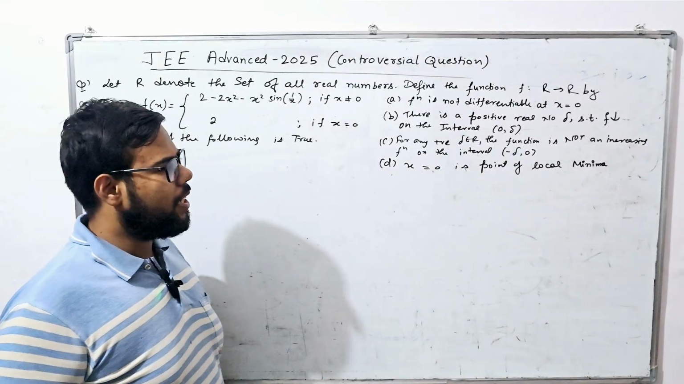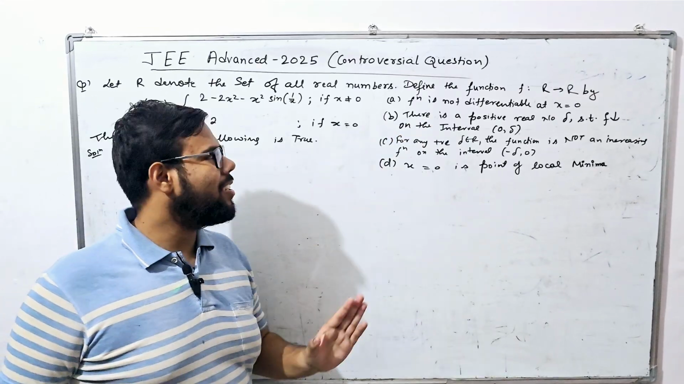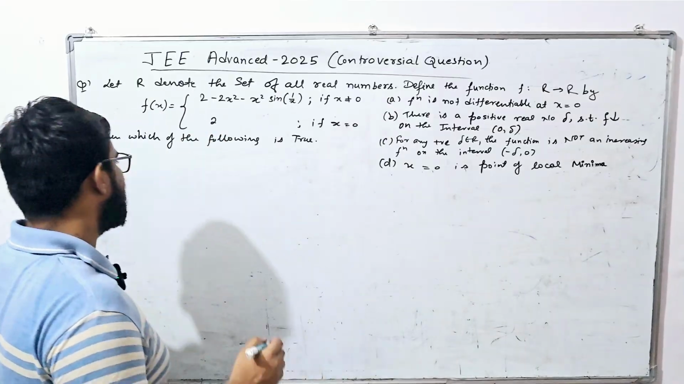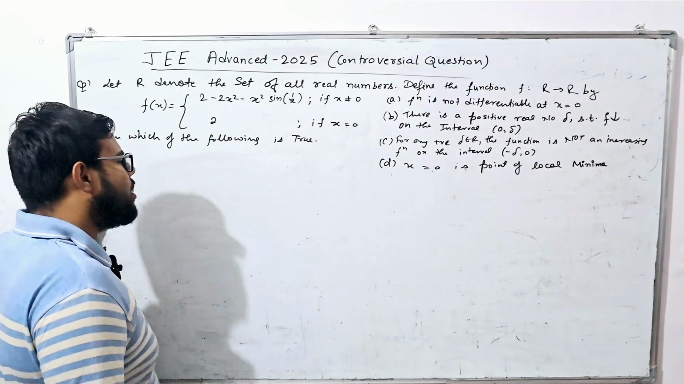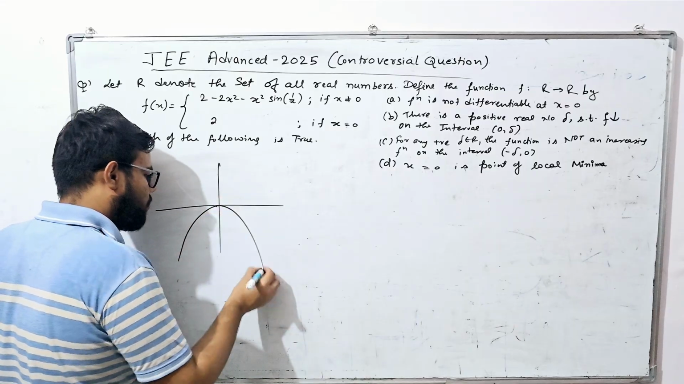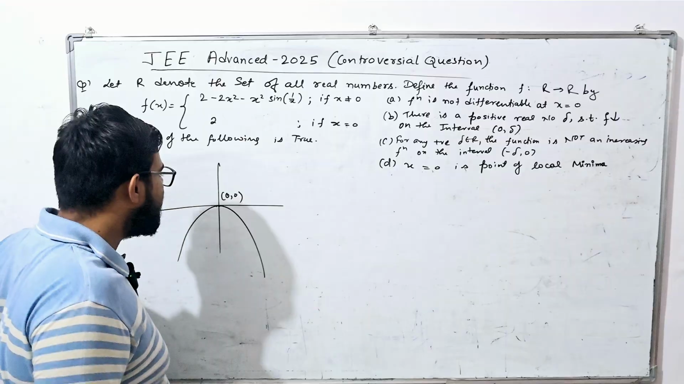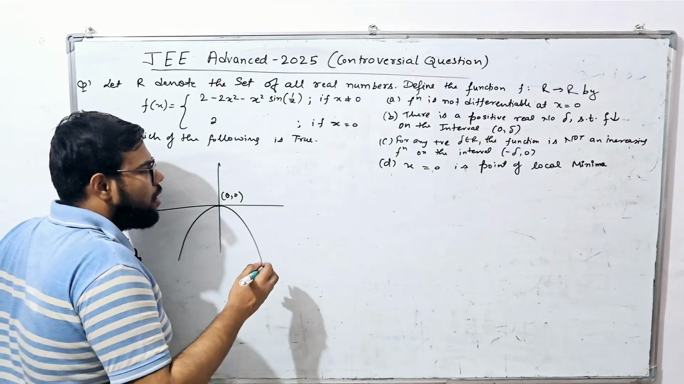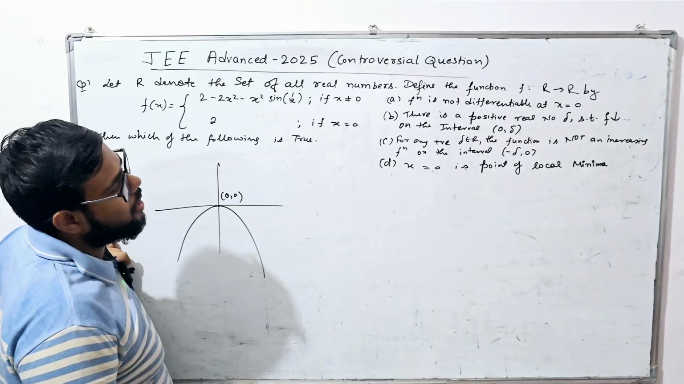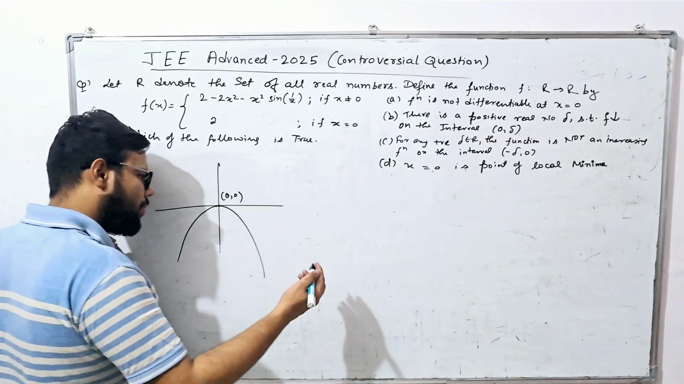Now what does option B state? It states that there is a positive real number delta such that the function is decreasing on the interval 0 to delta. Now what does it mean? Let me explain it. So to understand this, let's take a simple example of a downward facing parabola. This is the vertex at 0 comma 0. This is a standard parabola, right? And now see it, suppose, what does the question state? There is a positive real number delta such that the function is decreasing on the interval 0 to delta, right?